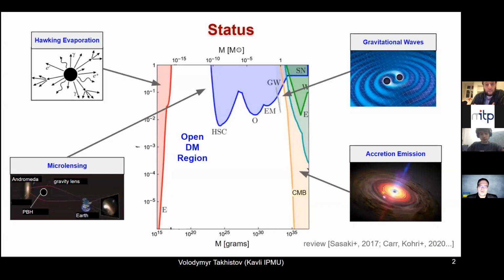So let me start with briefly mentioning the status of primordial black holes contributing to the dark matter abundance. As you know, there's a variety of constraints, including Hawking evaporation, microlensing, and gravitational waves, as well as a variety of dynamical constraints, a portion of which is associated with accretion emission. And one particularly interesting region to consider is the region associated with asteroid mass primordial black holes that could contribute to the entirety of the dark matter. Another interesting region is the region around solar masses, where primordial black holes will contribute to gravitational wave signals detected by LIGO.